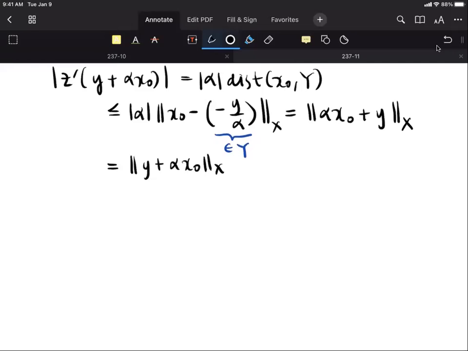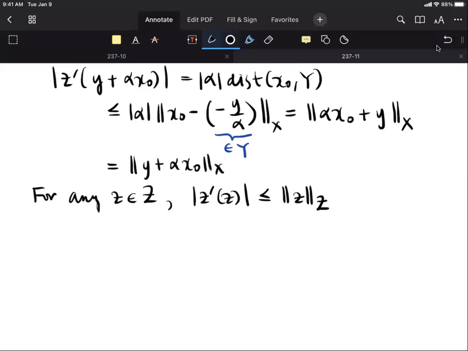So therefore, for any z in capital Z, the magnitude of z prime of z is less or equal to the magnitude of z in capital Z. Thus, z prime is an element of the dual space of capital Z, and the dual norm is less or equal to 1.